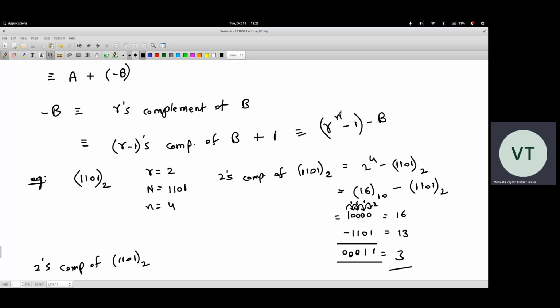Why? R power n, if it is decimal, 10 power 4 is 1 followed by 4 zeros. But I want not 1 followed by 4 zeros, but I want only 4 nines. So what is that? 10 power 4 minus 1. That will give me 4 nines. So from that 4 nines, I subtract b. And then finally I add 1 to it. I get 10's complement.